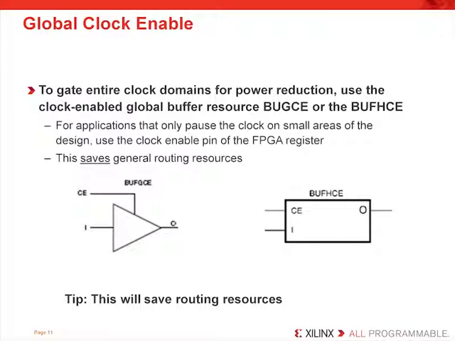To gate entire clock domains for power reduction, you can use the clock-enabled global buffer resource, the BUFG clock enable, or even the BUFH clock enable. Now, these are for applications that only pause the clock on small areas of the design. Use the clock enable pin of the FPGA register for anything else that is more local than that. Now, in this case, if you have a high fan-out clock enable signal, when you route and connect these to the BUFG clock enable and the BUFH CE, this will save routing that clock enable on general interconnect because it will be connected directly to the buffer, which is directly connected to the clock source.